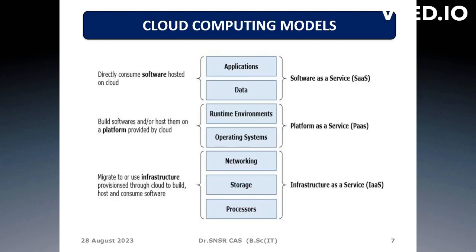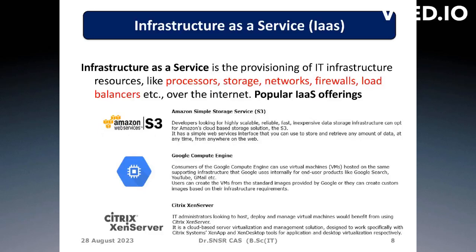Now let us see here. These are the infrastructure as a service providers. Infrastructure as a service is the provision of IT infrastructure resources like processors, storage, networks, firewalls, load balancers over the internet. So popular IaaS offerings are Amazon Simple Storage Service and Google Compute Engine.